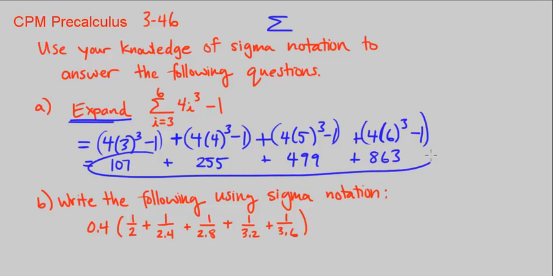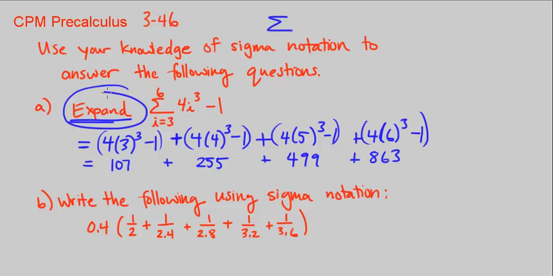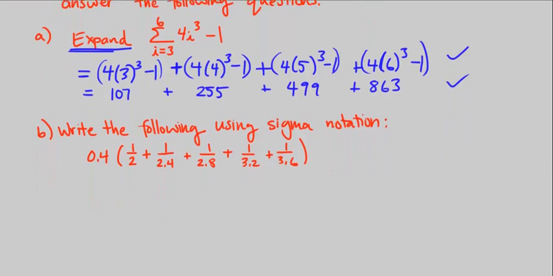So I could write it like this if I want, and that would still be expanded form. Either one of these is okay. But if I add them together, then that's solving and computing, so I'm not going to do that. But if I did, that would be, I think, 1,724. But let's not do that. This is just expand, so let's leave it in expanded form.